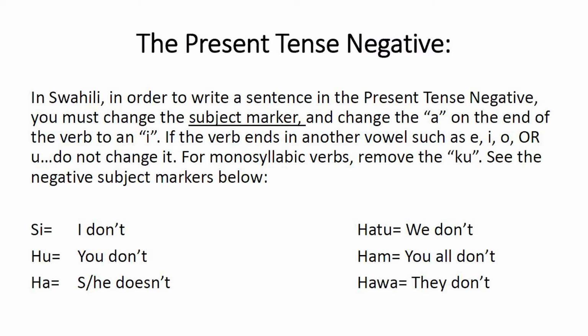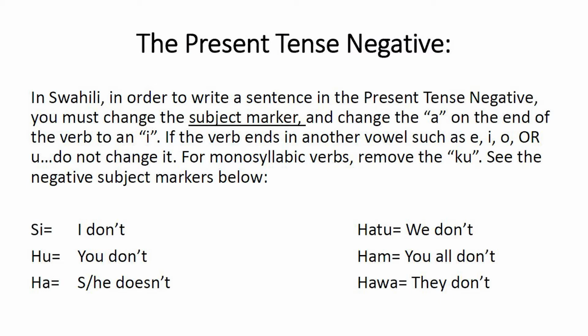If you want to say you don't do something, you say "hu," and then add the verb to indicate whatever you don't do. If you want to say she or he doesn't do something, you say "ha," and then add the verb to indicate whatever he or she doesn't do.